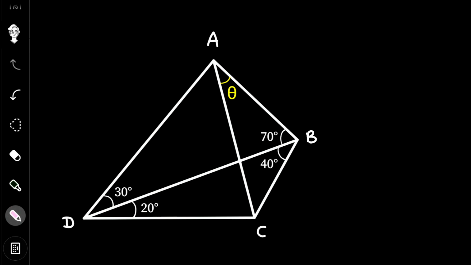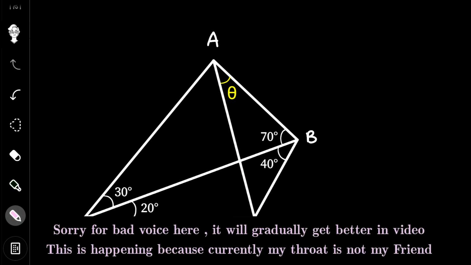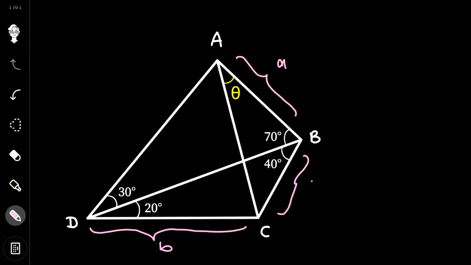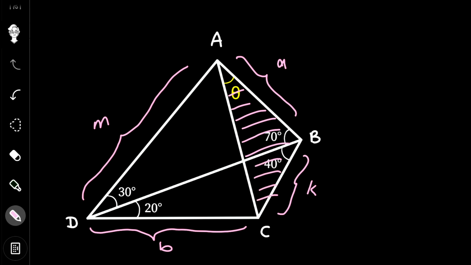So first of all, I will start the solution by marking the side lengths of this quadrilateral as variables. Let the length of this particular side be equal to A, the length of the second side be equal to B, the length of this side be equal to K, and finally the length of the fourth side be equal to a variable M. Now to move further in the solution, I will take help of the triangle ABC and the other triangle DBC. So for that, I'll simply redraw this triangle outside this diagram.